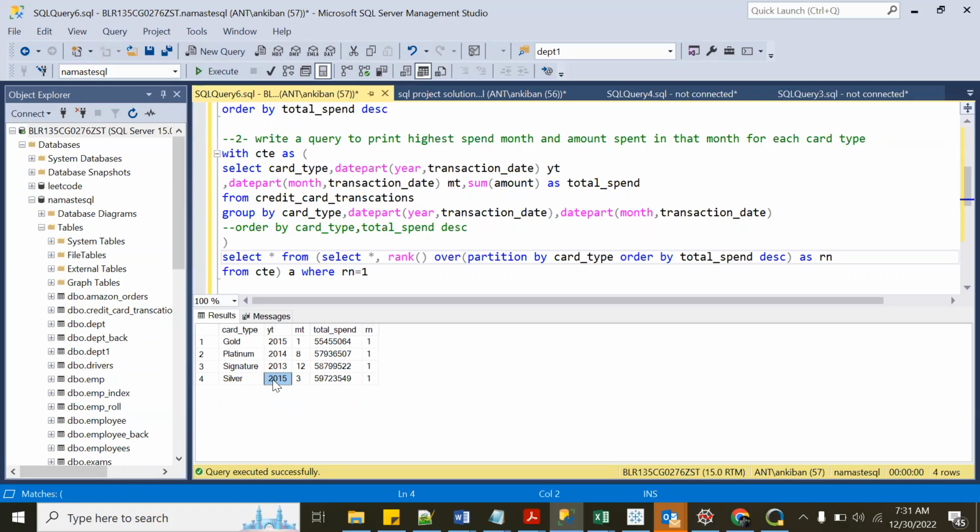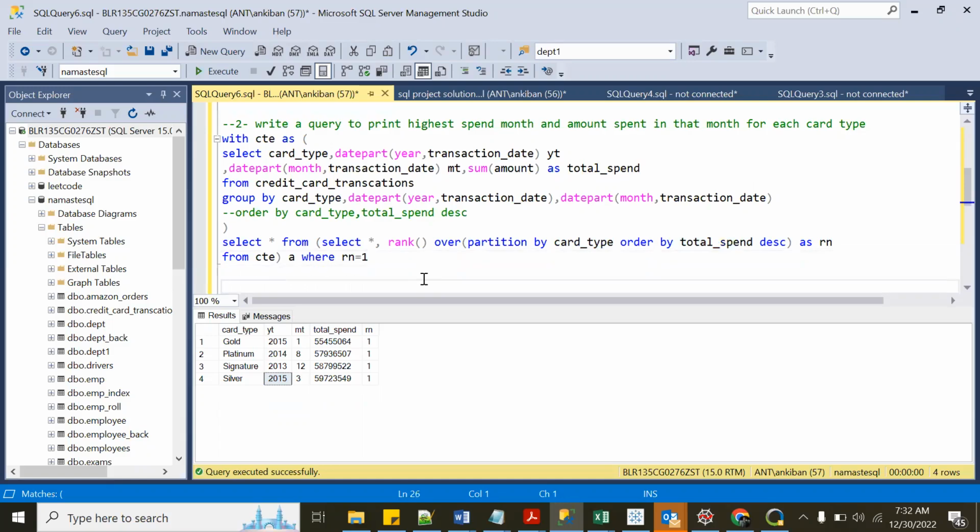Is this question clear? The solution is clear, guys? It was very important to understand on which column we should do partition by and on which column we should do order by. In this question, that was the main thing. Otherwise, it is straightforward. If anyone has any doubt, please do ask. Are we good, guys? Please respond.